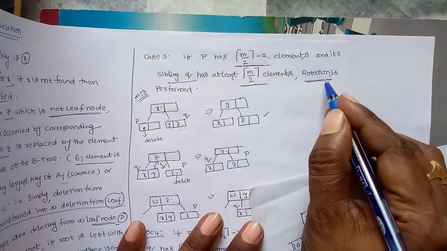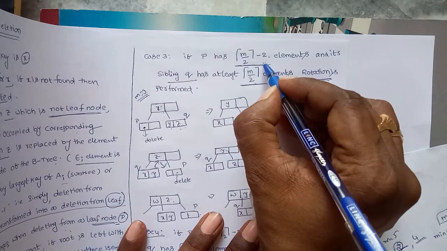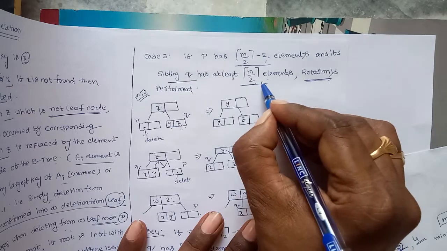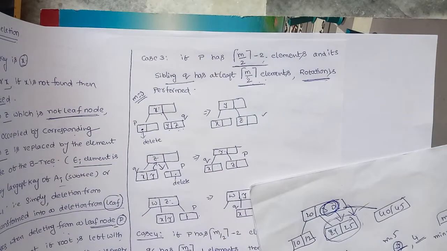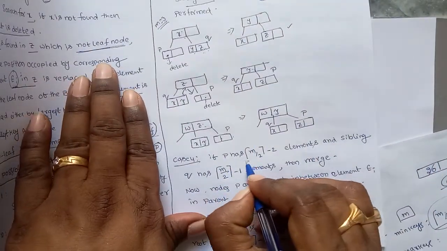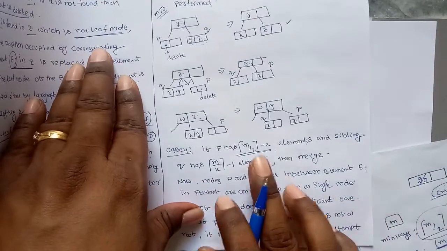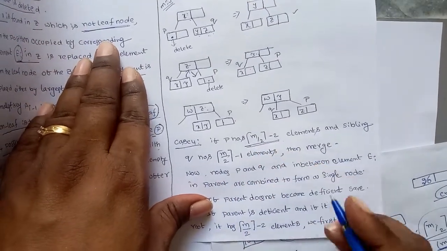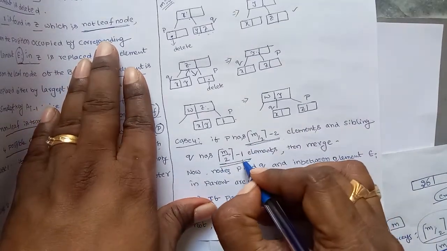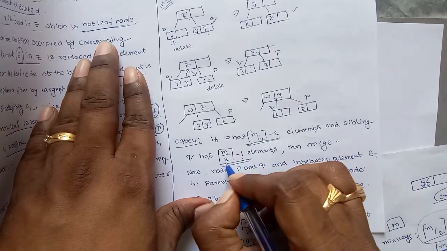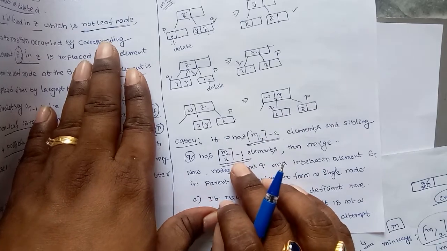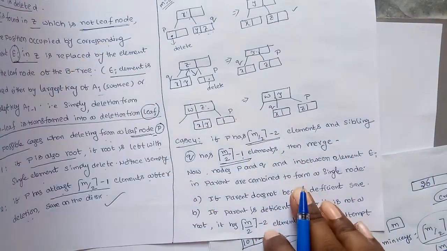So case 3 means we are performing the rotation operation. That means the deleted node violates the property, but the sibling contains more than the minimum required elements. Now case 4: if P has m/2 minus 2 elements, that means P violates the property, and the sibling Q has m/2 minus 1 elements. That means Q exactly maintains the property, the minimum required elements are present in Q, and Q does not have any additional element.